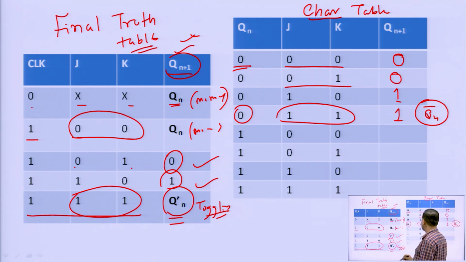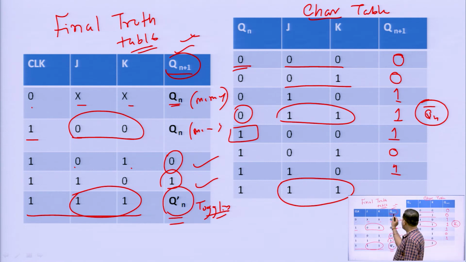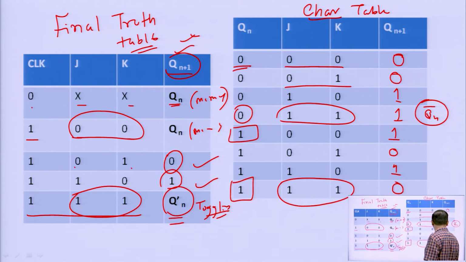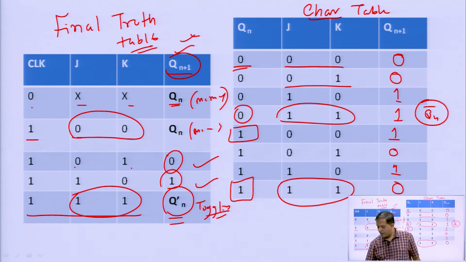Now, again for 0 0 we can check, when both are 0, the next state will be the same as the previous state, means Q n. Here the value of Q n is 1, so we will write 1, right. Next for 0 1 we will have 0, for 1 0 we will have 1, and for the 1 1 condition the next state will be the toggling of the previous state, Q n bar. So, here Q n is equal to 1, so Q n bar will be 0. Is it clear to all of you? So, the final characteristic table is 0 0 1 1 1 0 1 0. Okay.